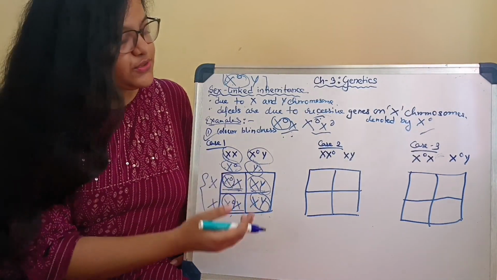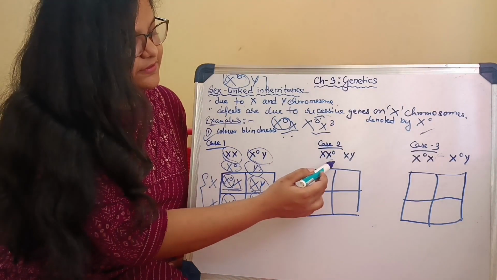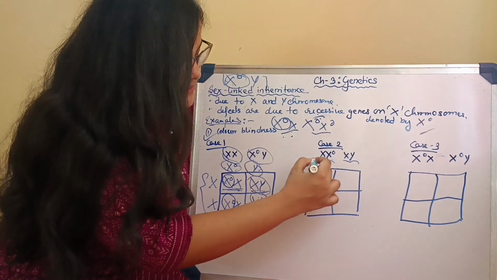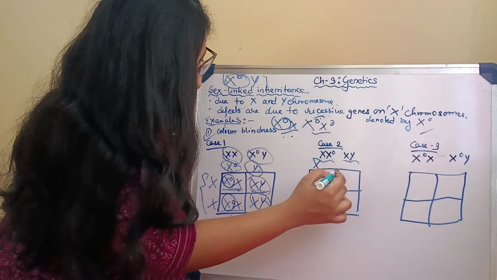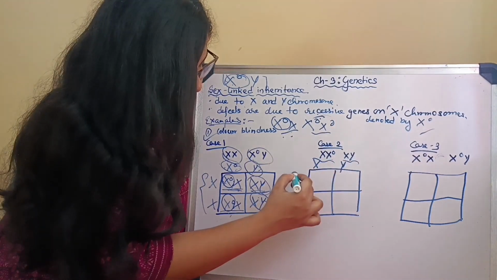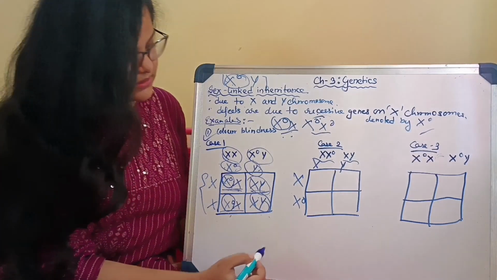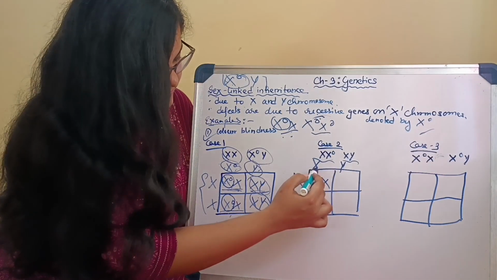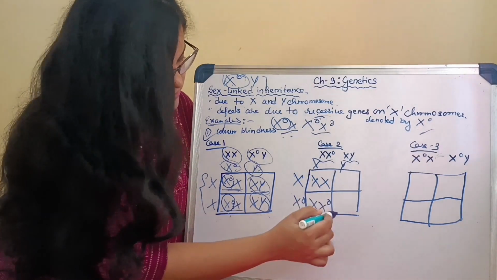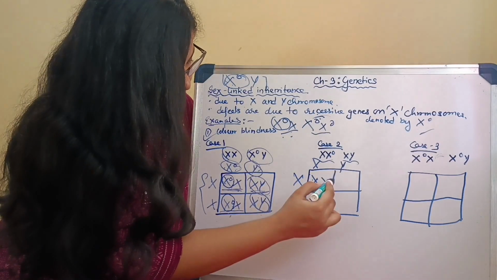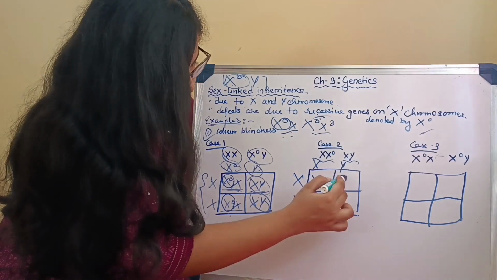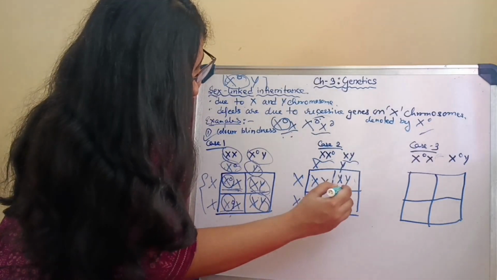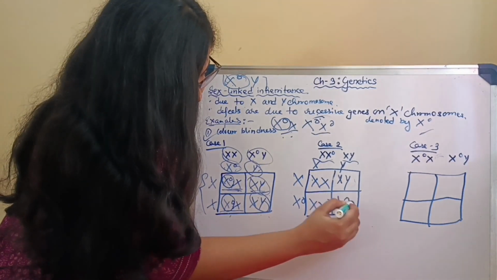Now let us move on to the second case, where we have a carrier colorblind mother and a healthy father. So let us jot down the points. Here we will write X, Y and X, X naught. So what happens here is, multiplying with X, we get X with X naught, then X and X, and X and Y, we get X naught and Y.